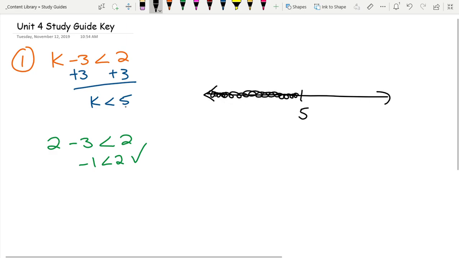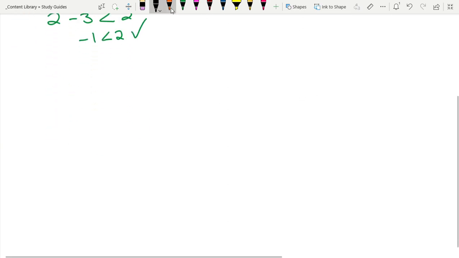Now the number 5 doesn't work. It says it's less than 5. Because if you put 5 in here, you get 2 is less than 2, which is a false statement. So at the 5, you have to put an open circle. Okay, this is open and not shaded. So that means if you were to plug 5 in, it's not going to work. That is what we call the boundary number. It separates the answers from the non-answers.